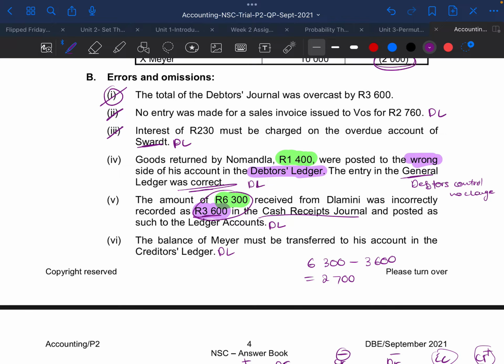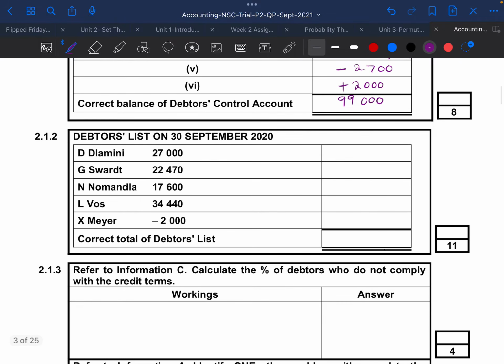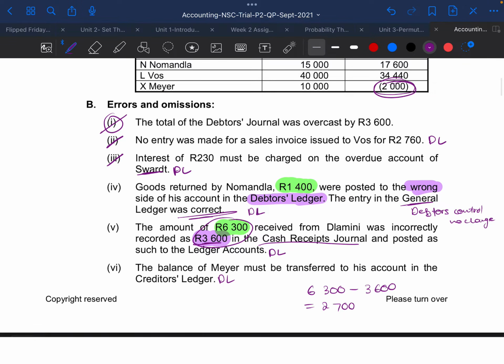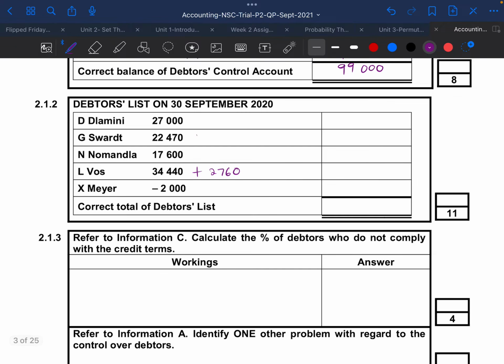So we're just looking at our transactions once again. No entry was made for the sales invoice issued to VOS, 2,760. They owe us more now because we made sales to them, so VOS is supposed to increase by 2,760. And then interest of 230 must be charged to SWAT. So we're adding 230 to his account. He owes us 230 more now.